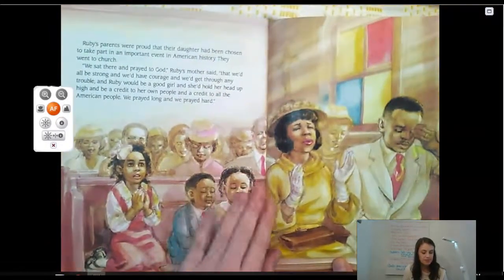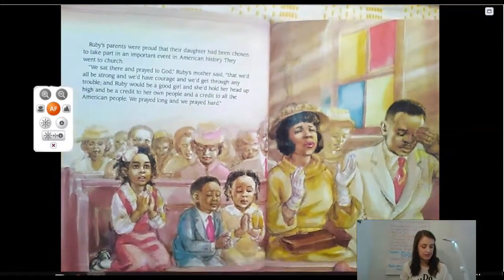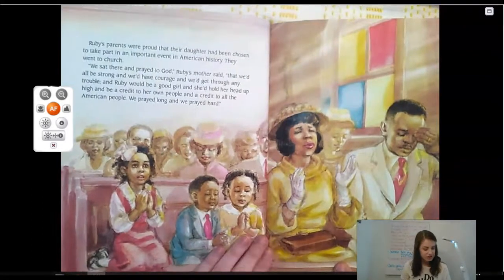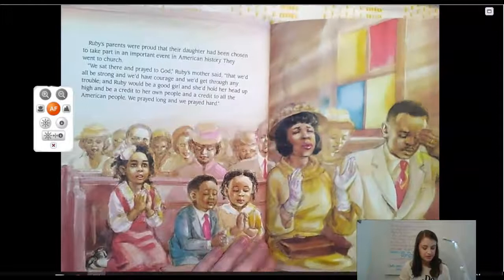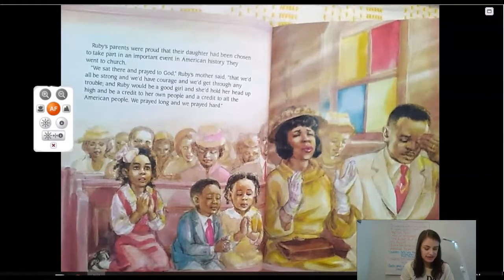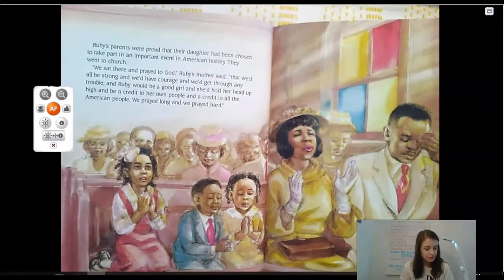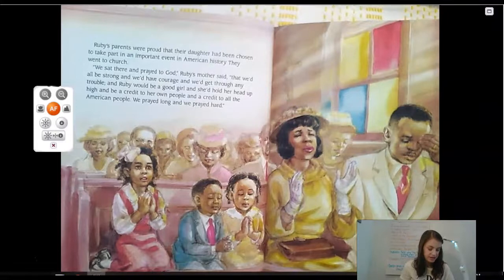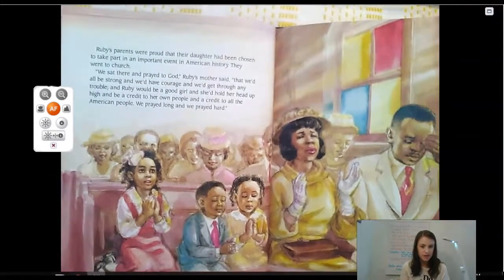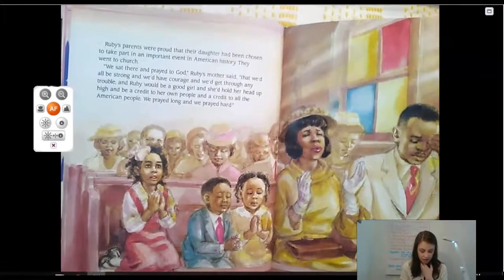Ruby's parents were proud that their daughter had been chosen to take part in an important event in American history. They went to church. "We sat there and prayed to God," Ruby's mother said, "that we'd all be strong and we'd have courage and we'd get through any trouble. And Ruby would be a good girl and she'd hold her head up high and be a credit to her own people and a credit to all the American people. We prayed long and hard."